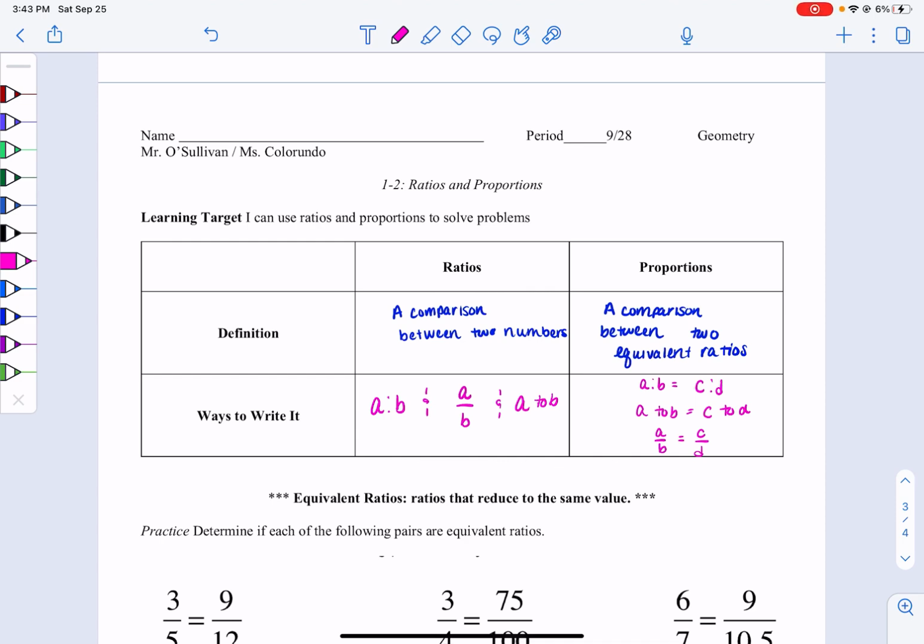Today is lesson 1-2, ratios and proportions of unit number 1, algebra basics. Today's learning target is I can use ratios and proportions to solve problems.